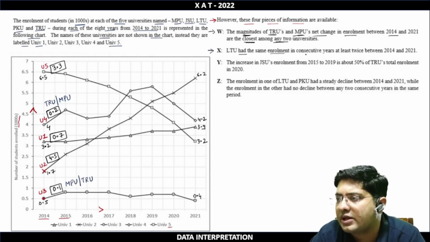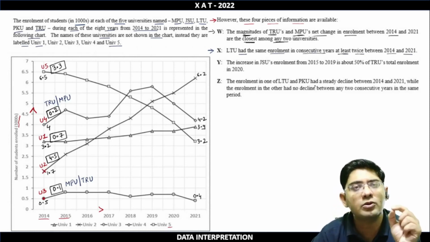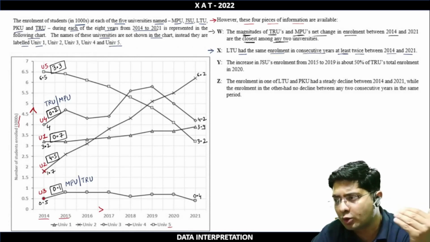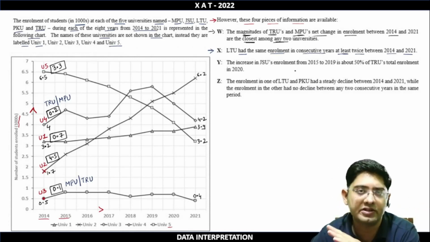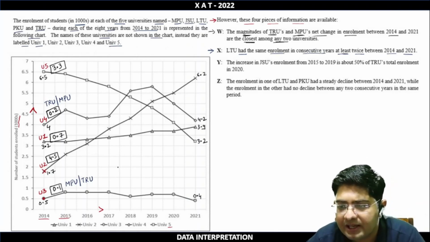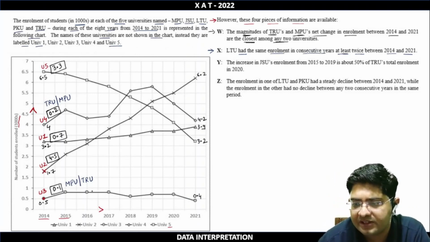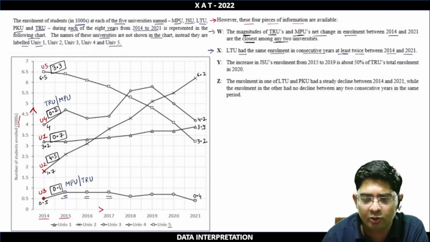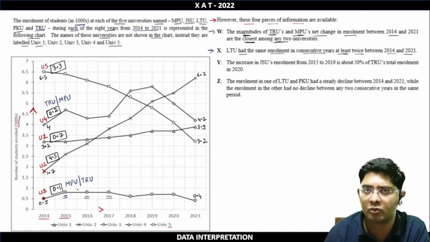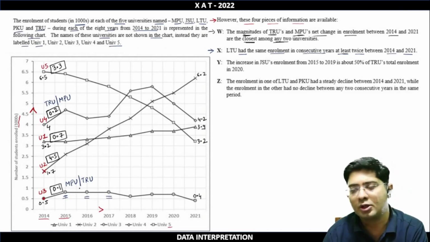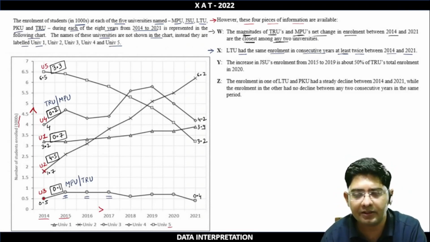LTU had the same enrollment in consecutive years at least twice between 14 and 21. So LTU university's enrollment is the same in consecutive years between 14 and 21. So let's look at the lines properly, in which the enrollment is the same. If I look at University 3, we can see that in 2015, 16 and 17 the enrollment is the same. But we know that University 3 can be MPU or TRU. It cannot be LTU. So it should be MPU or TRU; University 3 is not LTU at all.